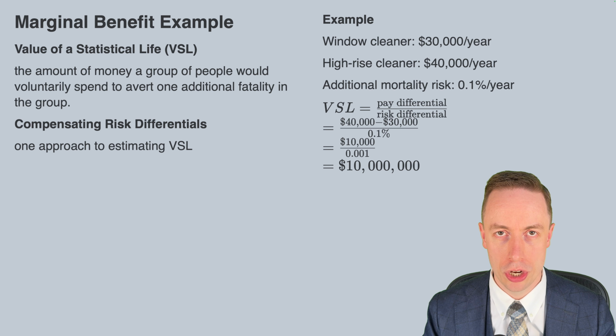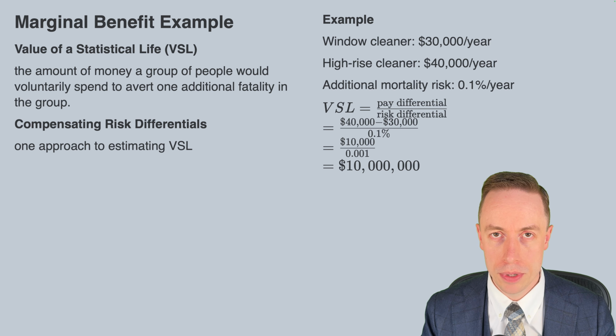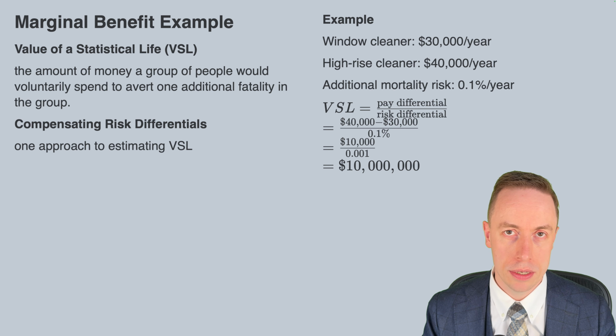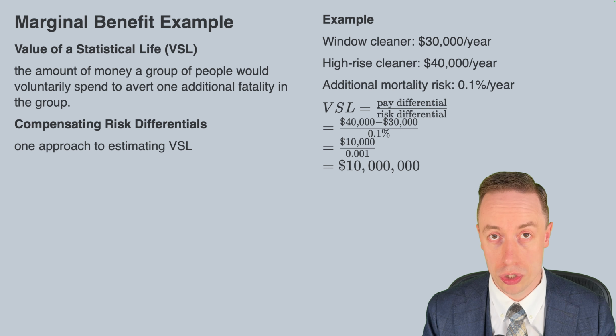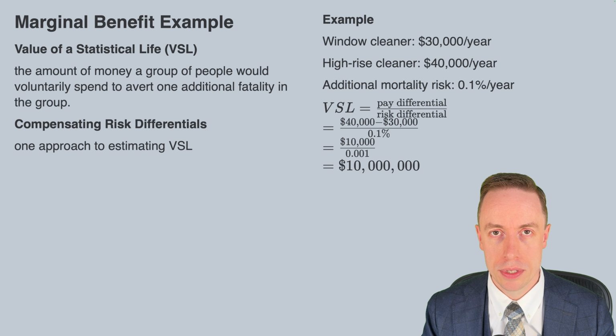Now, this $10 million number isn't the actual number for the United States, because it turns out when we do safety regulation, different departments use slightly different numbers. Let's say the Environmental Protection Agency versus the Department of Transportation, but it is in the ballpark of what we currently use for values of statistical lives in the United States.